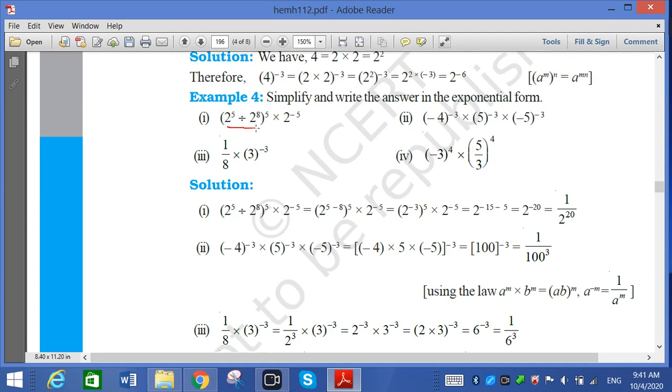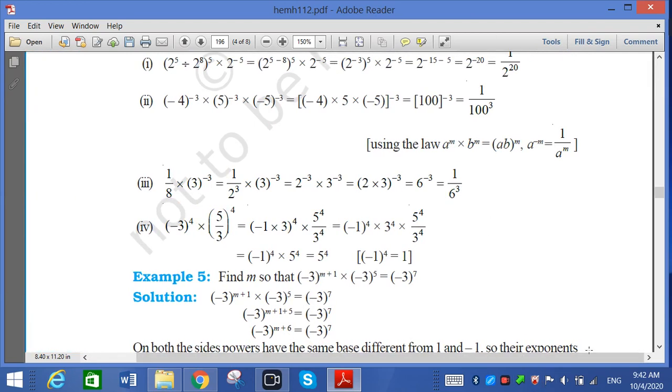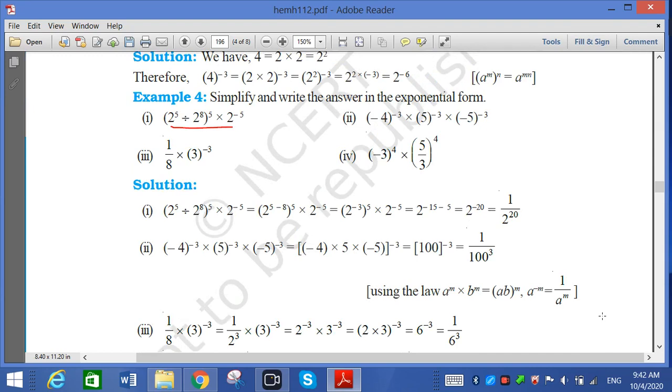Now example number 4. Here the division rule is there. I am doing it here now. The question is 5 to the power 5 divided by 5 to the power 8, in brackets, to the power n, into 5 to the power minus 5.